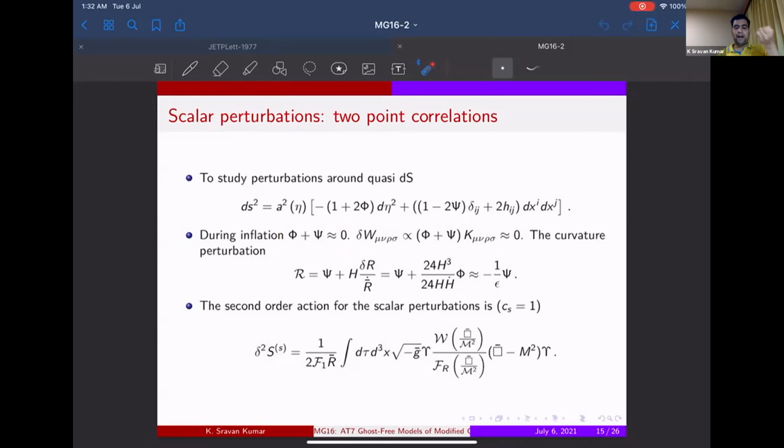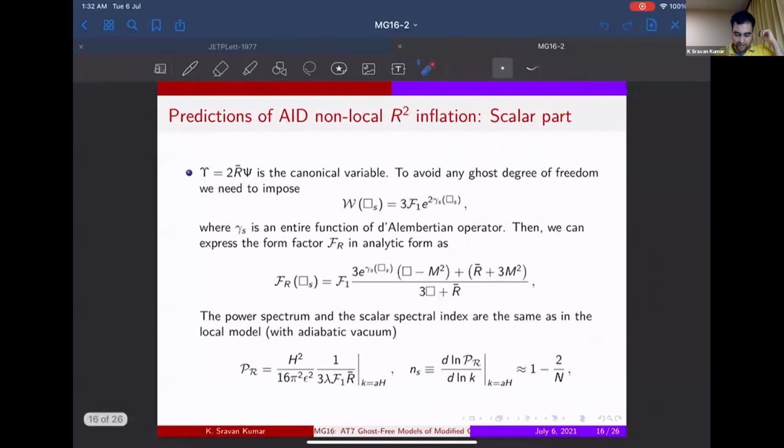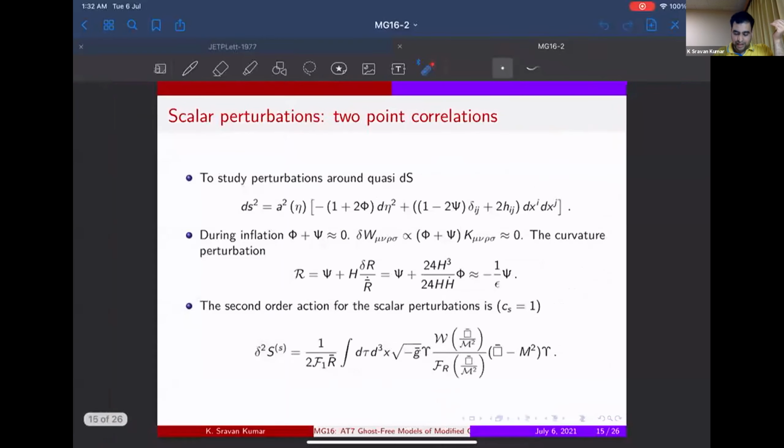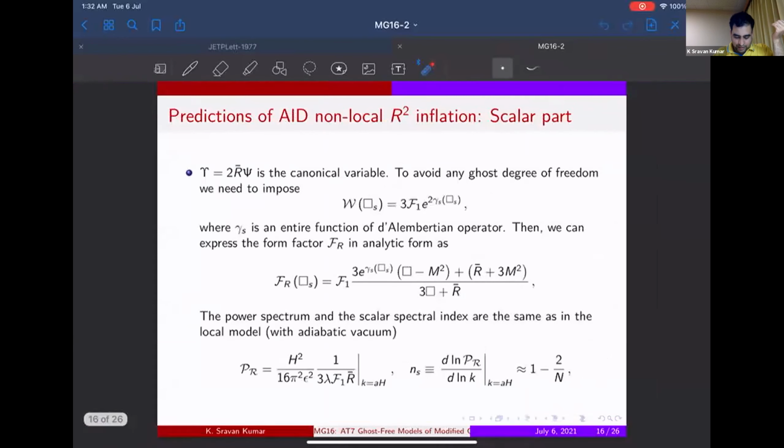Okay, then we demand now, so far we did not put any constraint on f of box. Now we demand that the structure of f of box should be such that we do not have ghosts in the spectrum. We should have only one scalar, but not any more ghosts. With this restriction, we can give a generic form of f of box, which leads to a theory with a propagating scalar, a scalaron with the same mass as in the local theory, and we do not introduce any additional ghosts. This restriction will give us the same power spectrum as in the local theory.